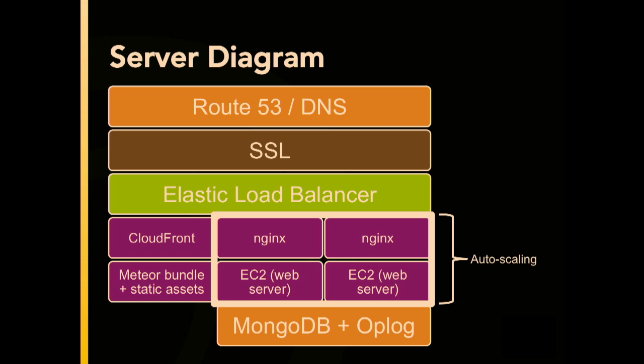You have your DNS, Route 53 on top. You have SSL termination, you have a load balancer, you might have your CloudFront, your scaling set up with your web servers, and your Mongo database at the very bottom. And that is the fat layer, essentially. The Mongo database is doing all the work, making sure the oplog is running, sending all the updates to each one of the servers, and making sure everything is in sync.